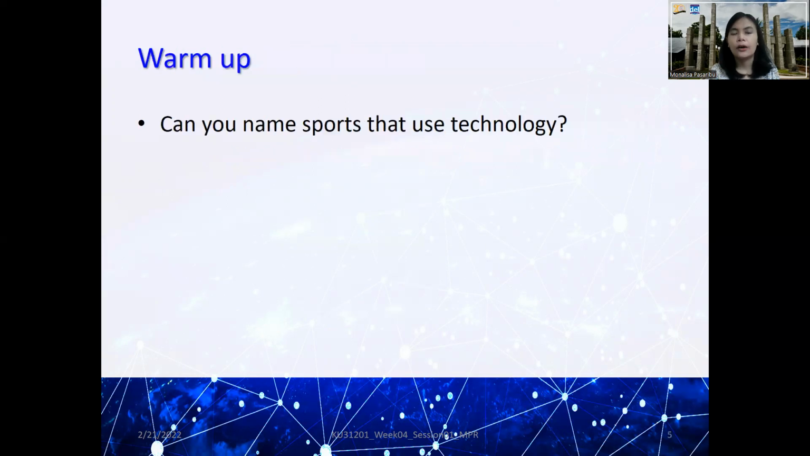Just a quick warm-up over here, everyone. Can you name sports that use technology? For this question, I would like you to answer in the comments on YouTube, and after that, write down your name and your class, and then your answer. What are the names of sports that use technology? If possible, mention the technology that is being used in the sports as well. That's my warm-up question.